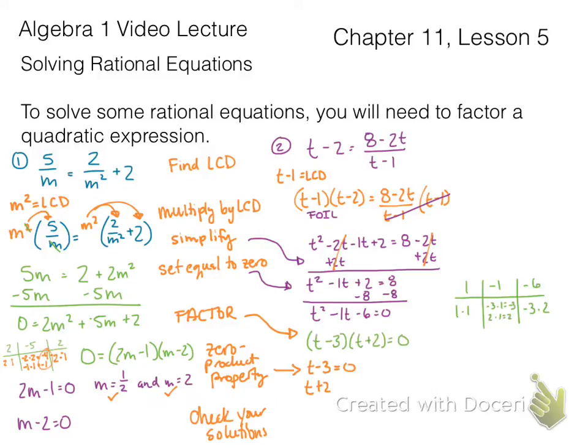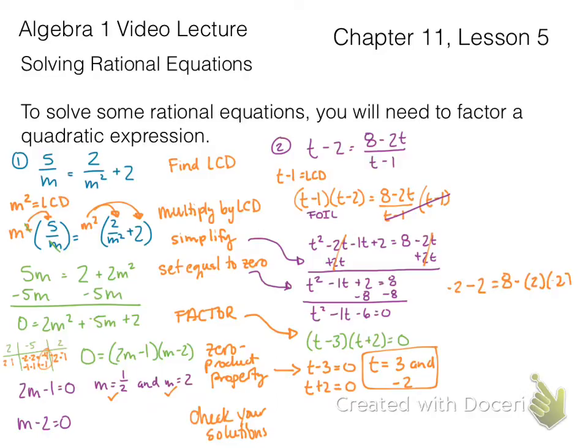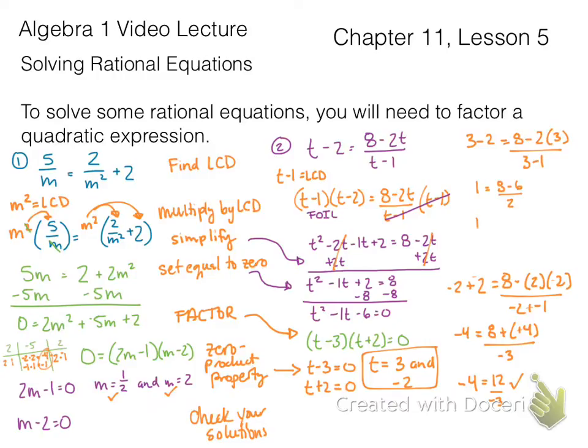And then I'm going to do the zero product property and find out that t equals 3 and negative 2. And if you check your answers, you're going to find out that both of them actually work, which is pretty cool. And then the other one's up there. Pretty cool, yo. All right, let's move on.